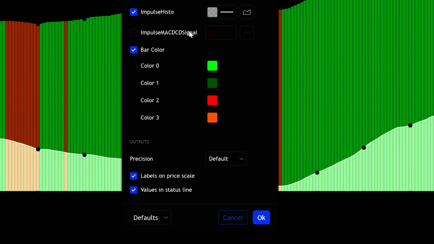Direction decides permission, momentum decides confidence, signals produce timing, risk decides survival. Apply this exactly as shown.